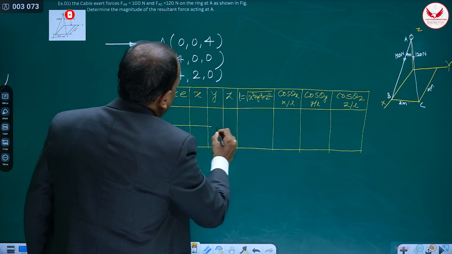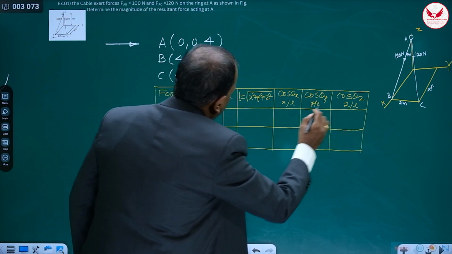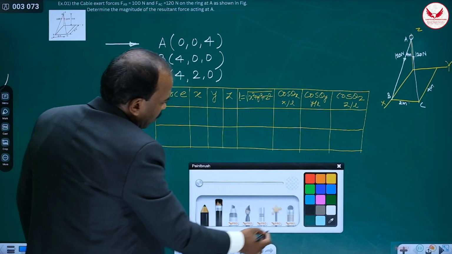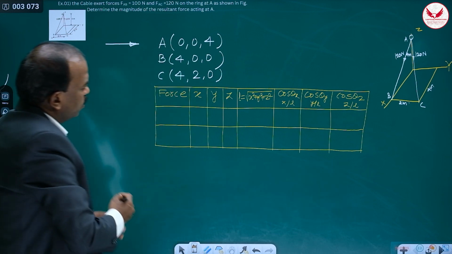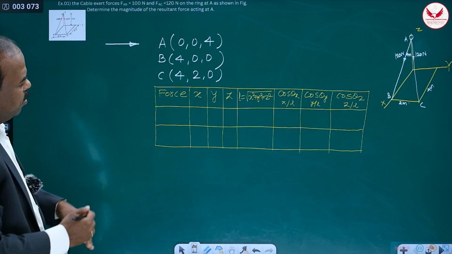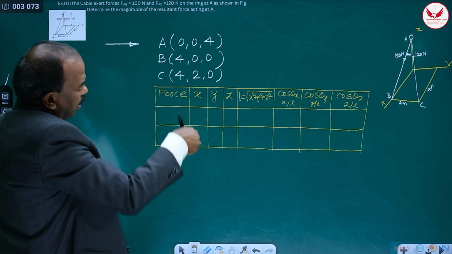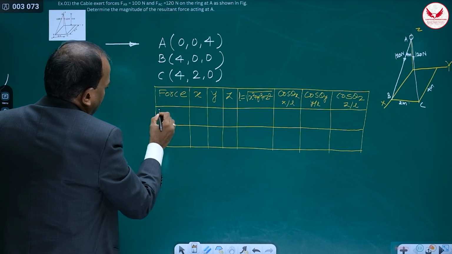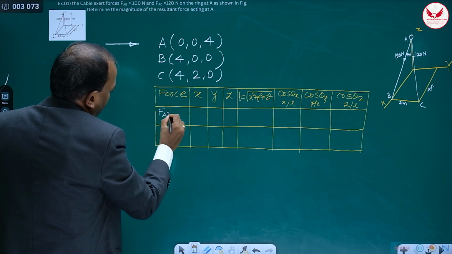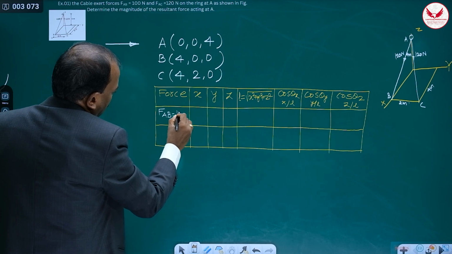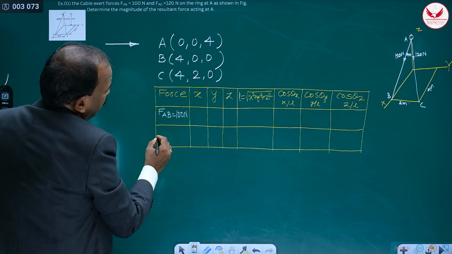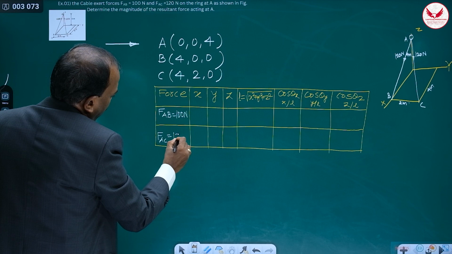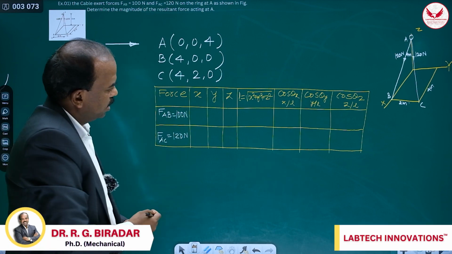And here, how many rows are required? Only 2. Why only 2? Because only 2 forces are there. So like this we have to prepare the table, and once we prepare the table, then in the first column, which is the force? FAB, it is going to be a tensile force. So we can write FAB. Writing this is also very important. FAB is equal to 100 Newton, and FAC is equal to 120 Newton. So these are the two forces which are known.